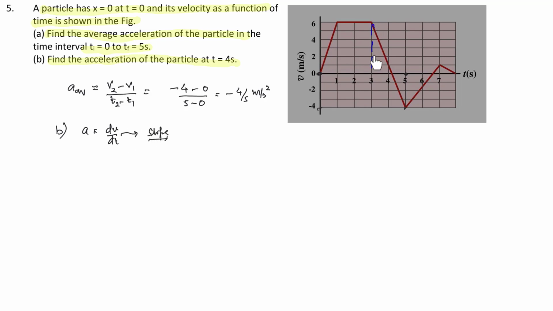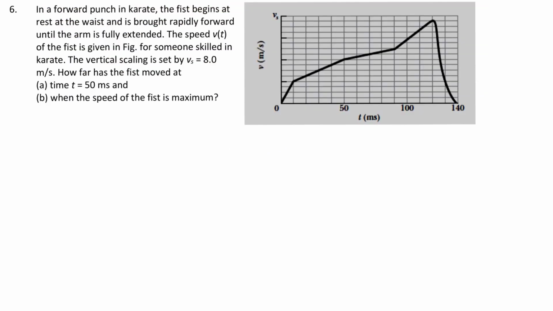So to find slope, draw this triangle. You know this is 6 plus 4, that is 10, divided by base is 5 minus 3, 2. So 10 by 2 is equal to 5 meter per second square. And what will be sign of this slope? Sign is negative, so it is minus 5 meter per second square. Next question.